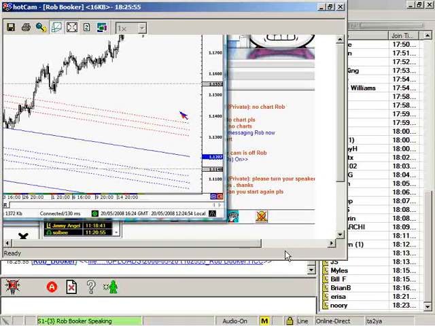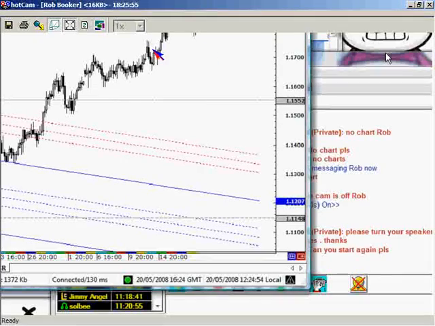Here's the Australian dollar, New Zealand dollar. This is a 4-hour chart, and I just wanted to show this because it reviews some other principles that we use often. As you can see, we'll have to go back to the 4-hour chart some time ago.